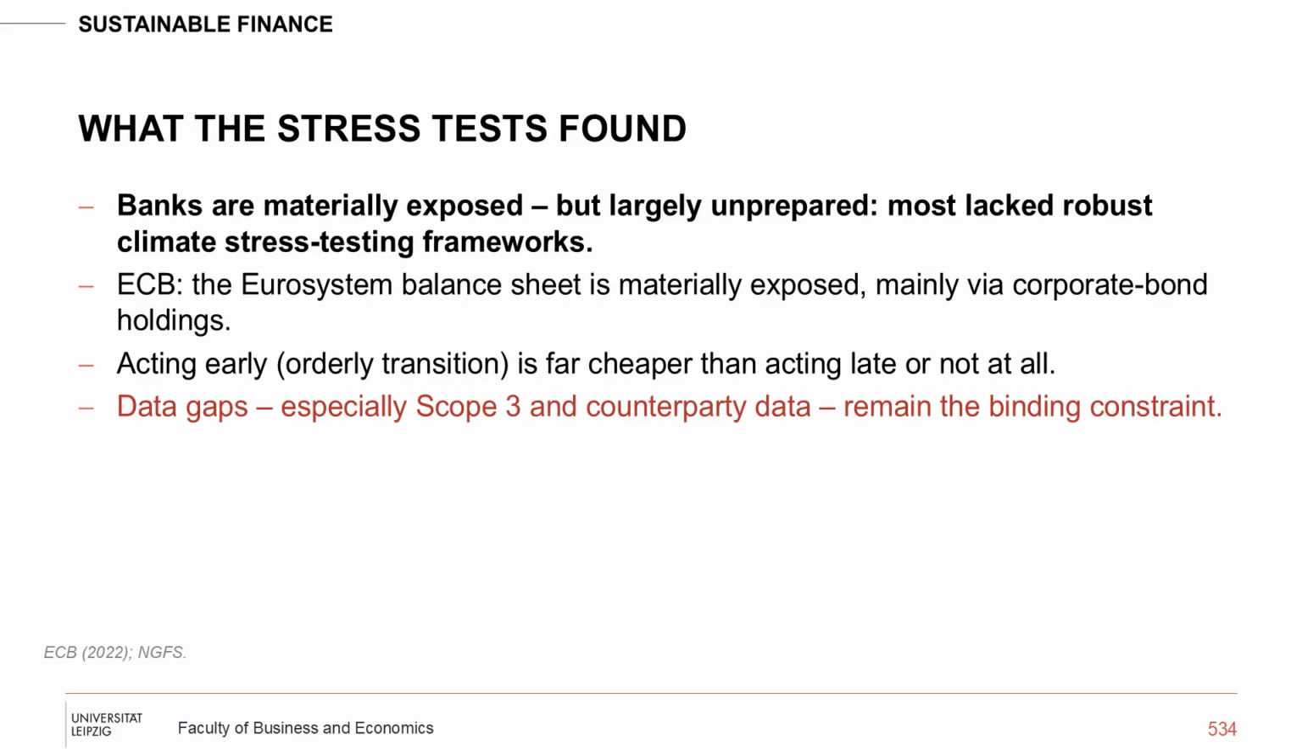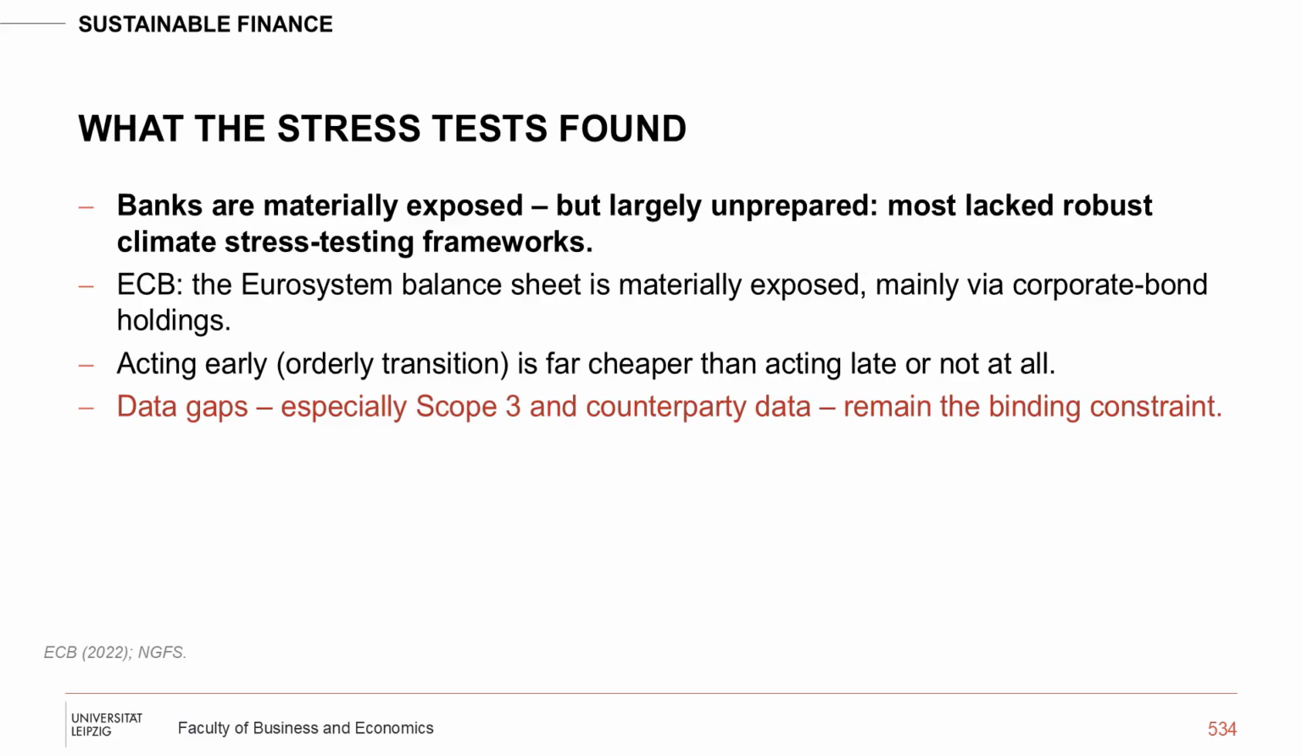The findings were consistent and, frankly, a little alarming. First, banks are materially exposed to climate risk, but largely unprepared. Most lacked robust climate stress testing frameworks of their own. They simply didn't have the systems to measure their own exposure properly. Second, on the Eurosystem's own balance sheet, the ECB found it too is materially exposed, mainly through its corporate bond holdings. The central bank itself is carrying climate risk.